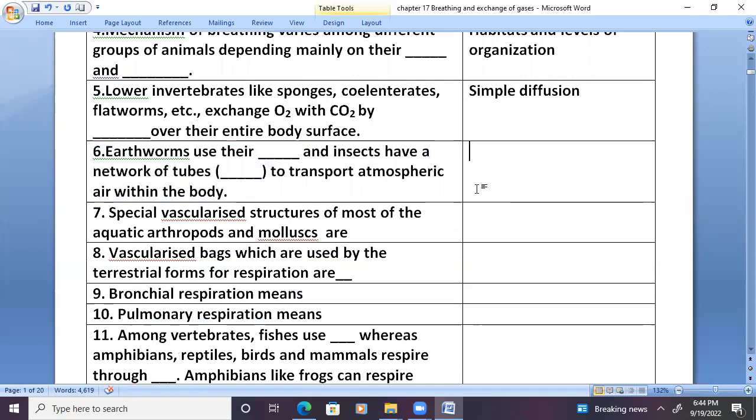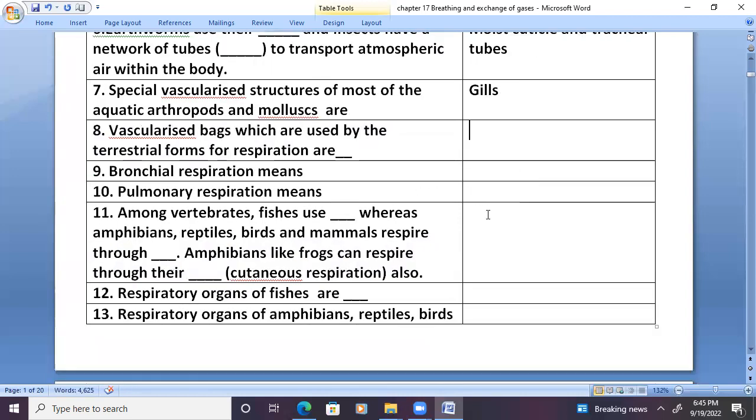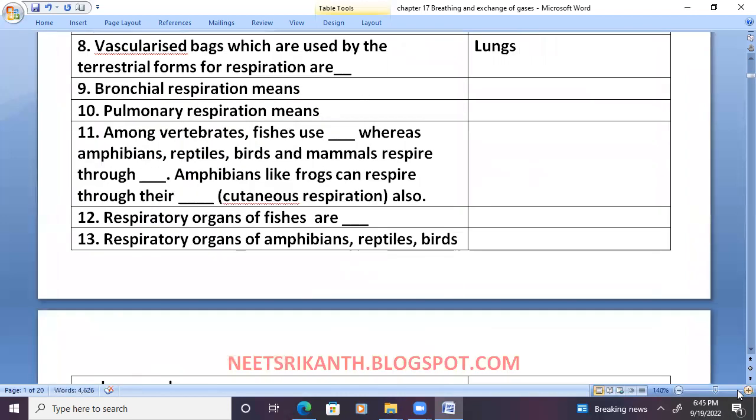Next, question number 6. Earthworms use their moist cuticle, and insects have a network of tubes. What do we call the network of tubes? Tracheal tubes, the tracheal system, to transport the atmospheric air within the body. Then the special vascularized structures of most of the aquatic arthropods and mollusks are gills. Vascularized bags used by the terrestrial forms for respiration are lungs.